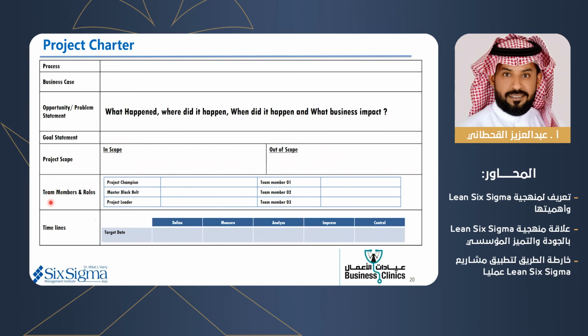Okay, and here are the team members of the project and the timeline for the define phase. Let's say the define phase will take 1 week, or maybe 3 days, 4 days. Measurements: you have to specify how many days you will spend on measuring, and this is like a timeline until you reach the control status.